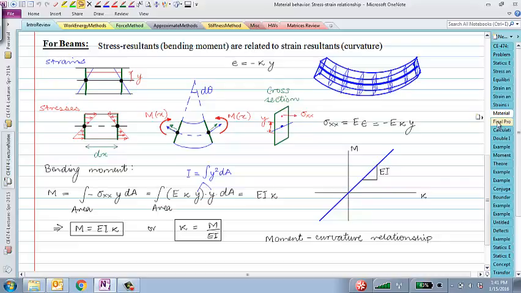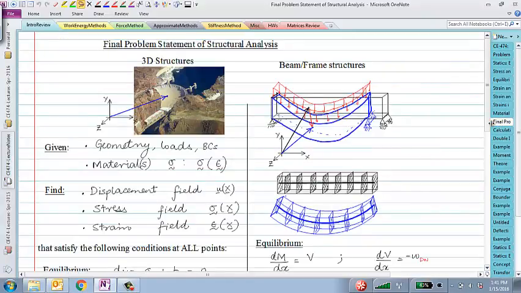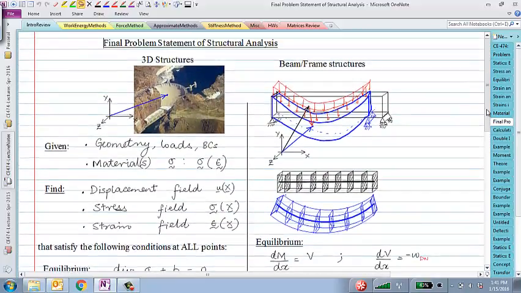So I think at this stage, I pretty much have all the tools I need to be able to solve a structural analysis problem. So I'm going to go ahead and state the final problem statement that we are going to try to solve. For any structure, whether it's a three-dimensional, complicated structure like that, or a simple beam structure supported like this, we are always relying on those four conditions or four concepts to try to solve such problems.